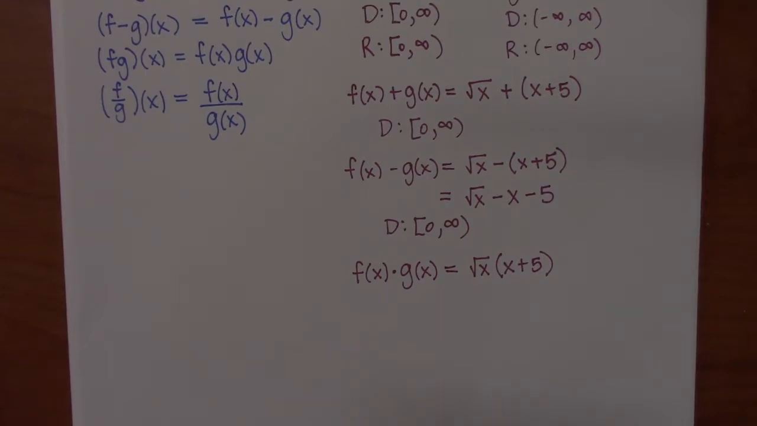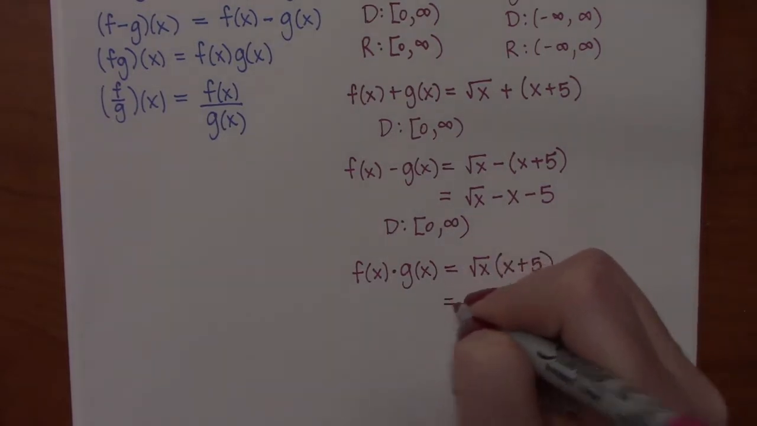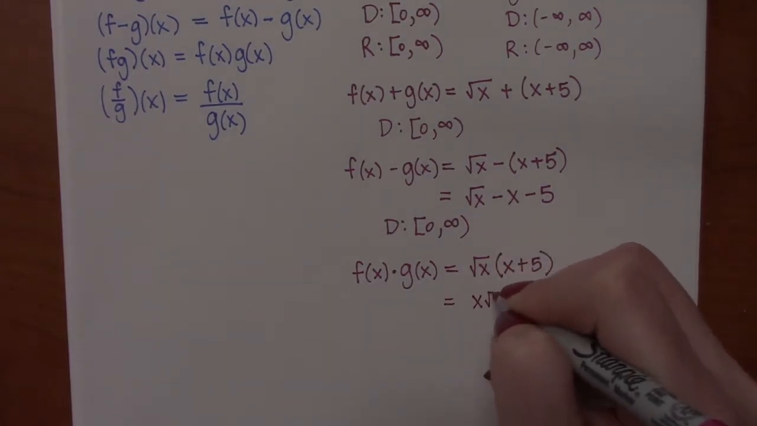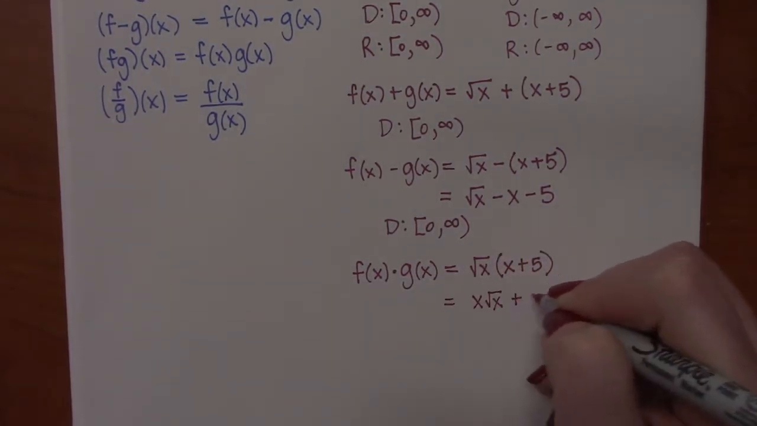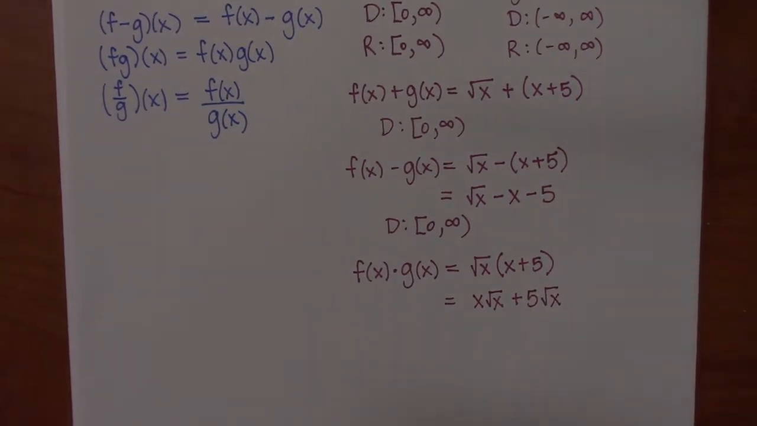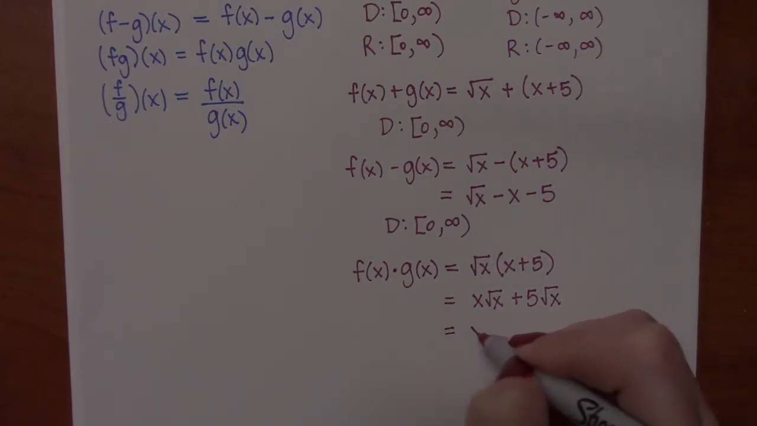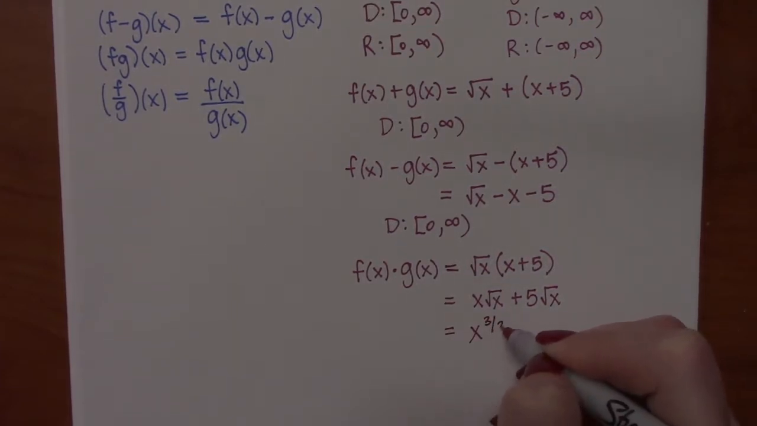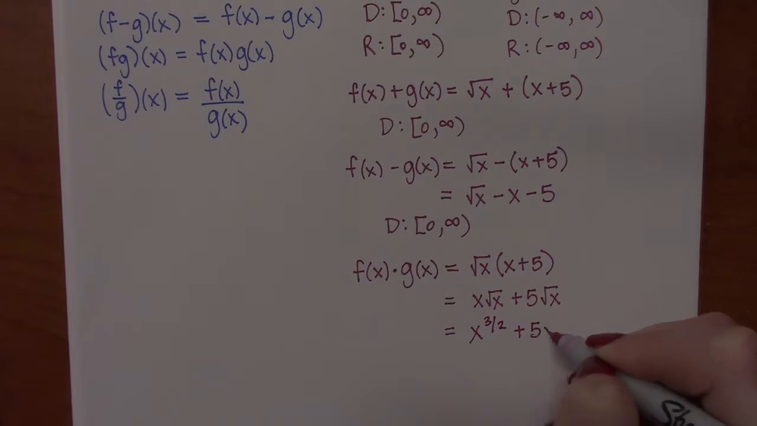If we wanted to expand this out, we can say x square root of x plus 5 root x. And another way we could write this, if we didn't want to have the radicals and the x's combined, well, that first term is x to the 1, and square root of x is x to the 1/2. So you can actually add their exponents together because they have the same base, and this would also be an equivalent answer.